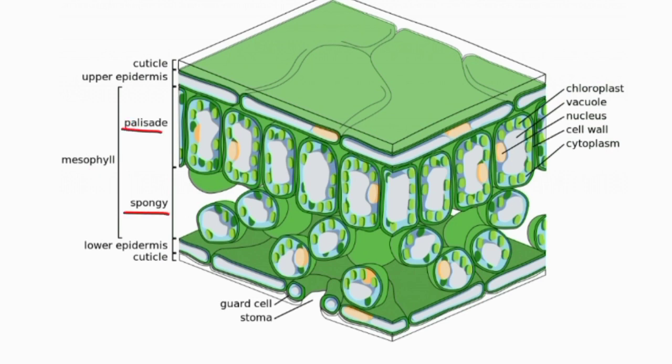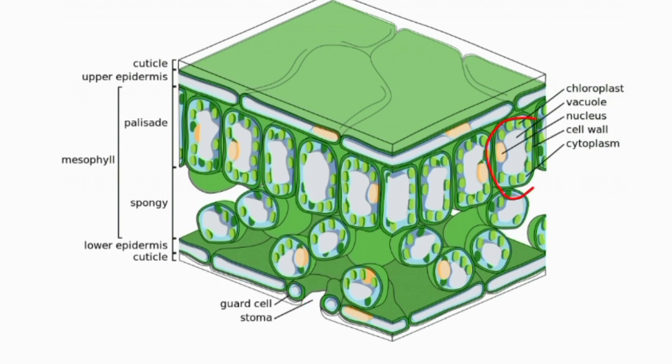Now these mesophyll cells are also known as the parenchyma cells. So this can be called palisade parenchyma and this can be called spongy parenchyma. Then the lower epidermis and the lower cuticle. In the lower surface of the leaf, there are the guard cells and the stoma, or stomata.